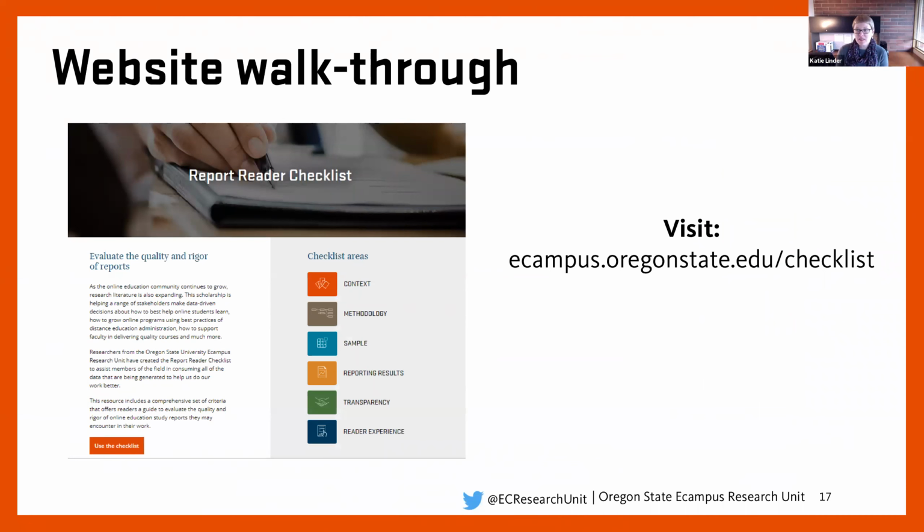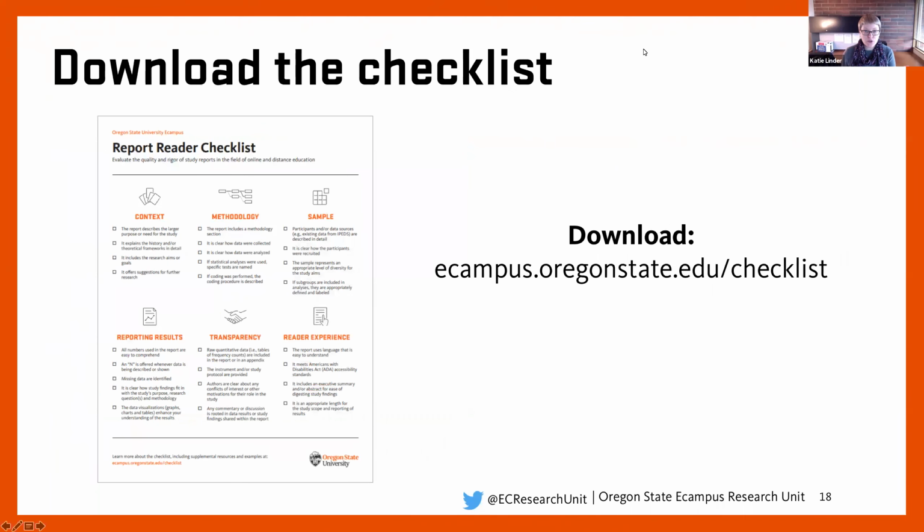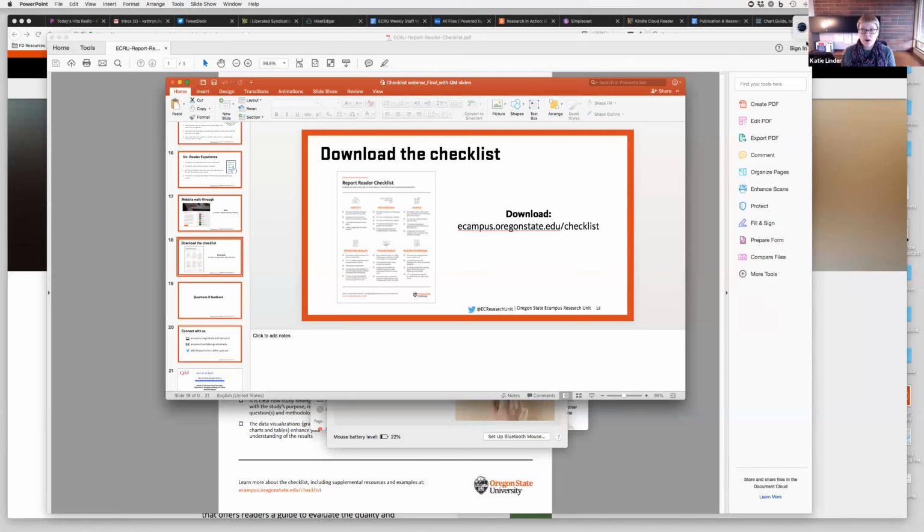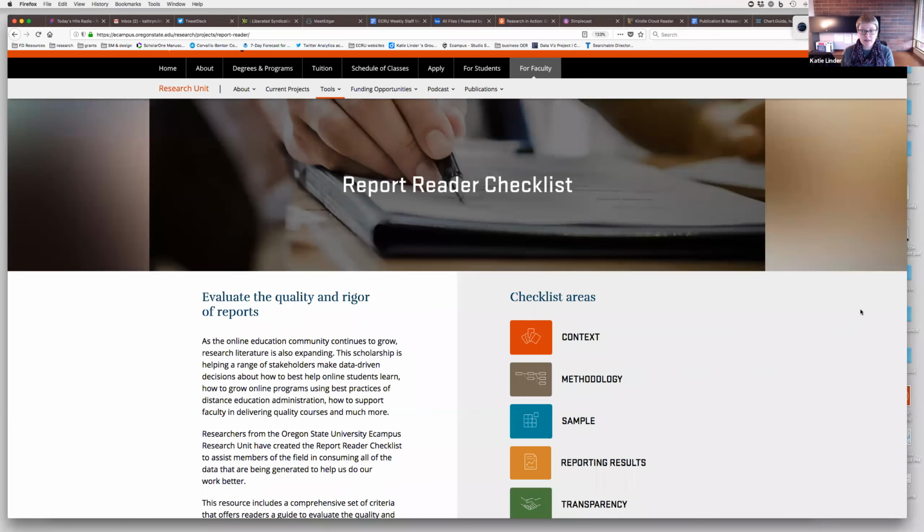So one of the things we thought of when we were creating this tool was it may not be enough for people to just read the item on the checklist. They might actually need more information or more examples of where they can find different things that are related to the things we're talking about on the checklist. So I'm going to go ahead and exit out of the slide deck here and take you to the website where you can take a look at the checklist and the supplementary materials.